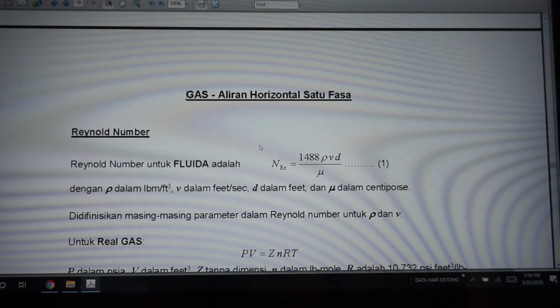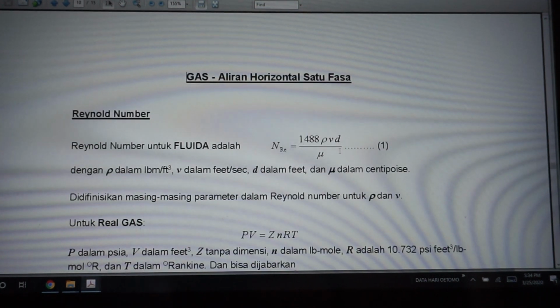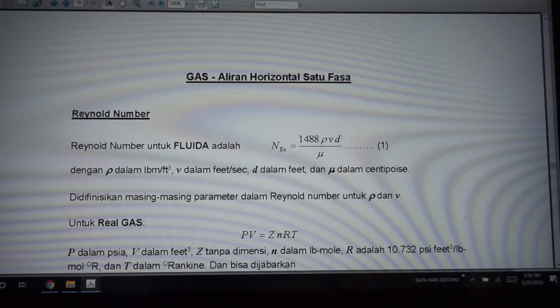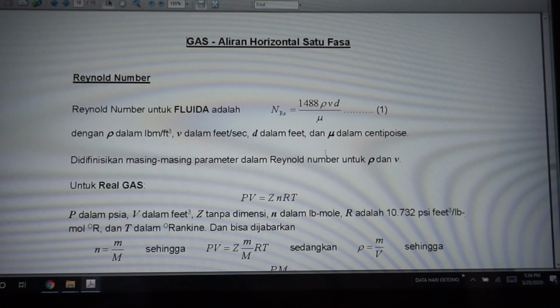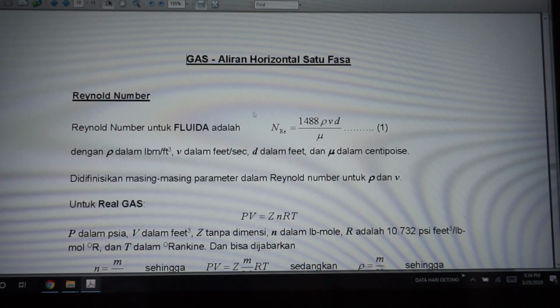Gas flow in the pipe, we would like to see what the Reynolds number is for the gas, because it's different compared to oil. For oil, the density and viscosity don't depend much on pressure and temperature, as compared to gas, where the gas density and viscosity depend on the pressure and temperature. So let's continue with this one. We would like to have a calculation for gas.